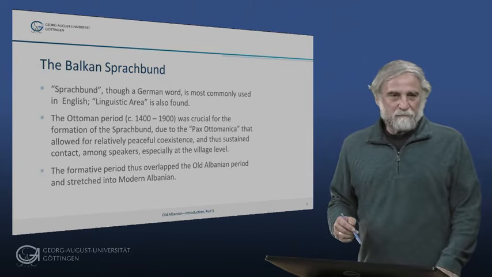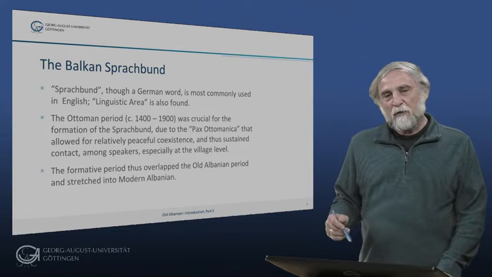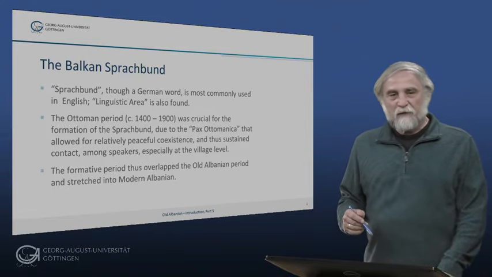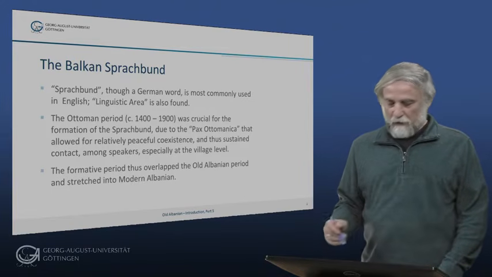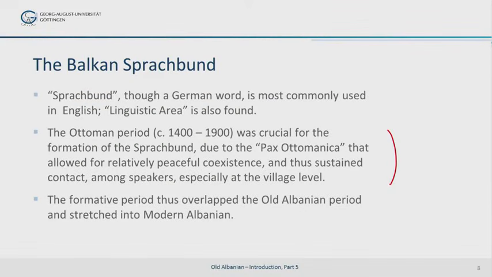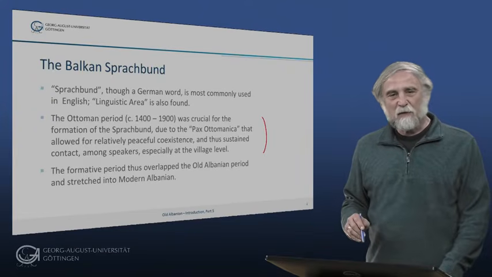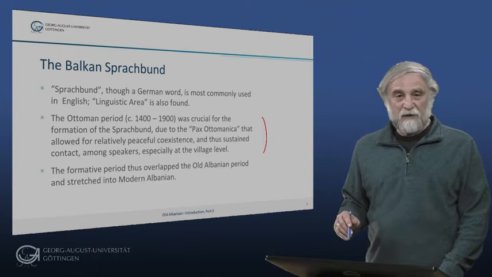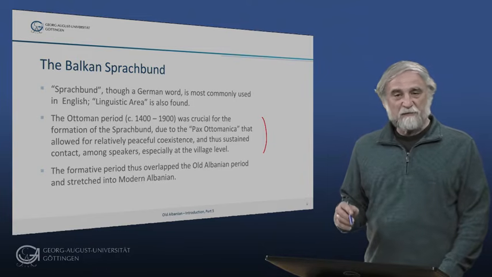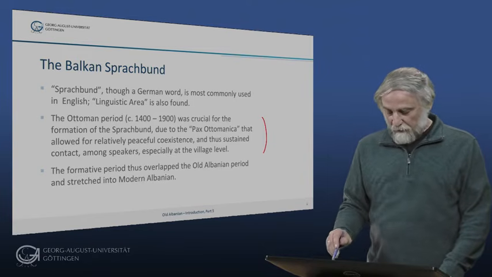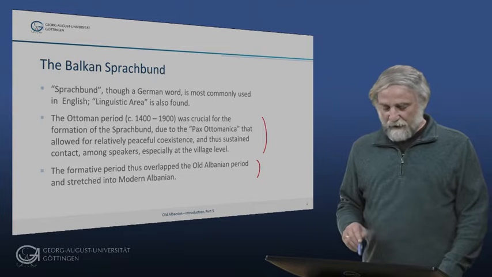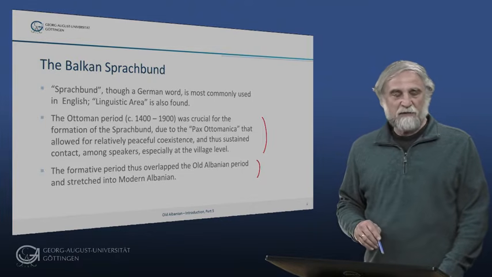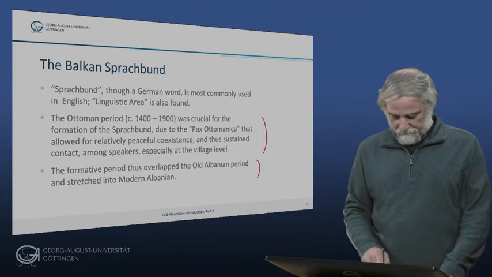The Ottoman period, the period of Ottoman control of the Balkans, from roughly 1400 to 1900, was crucial for the formation of the Sprachbund, due to what we can call the Pax Ottomanica, that allowed for a relatively peaceful coexistence and thus sustained contact among speakers of different languages, especially at the village level. This formative period thus overlapped the Old Albanian period and stretched into modern Albanian.